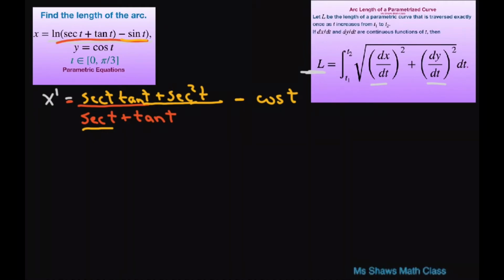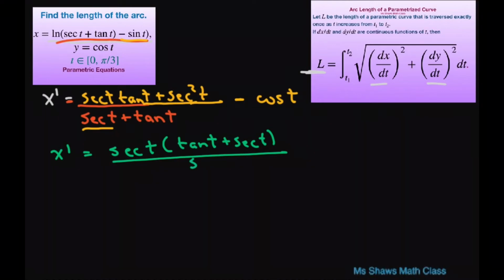So we simplify this, we get x prime equals, pull out your secant of t in the numerator, and you're going to get tan of t plus secant of t divided by secant of t plus tan of t. All right, that cancels out. We still have this minus cosine of t. So basically it's secant t minus cosine of t. For your y, that's just going to be negative sine of t.